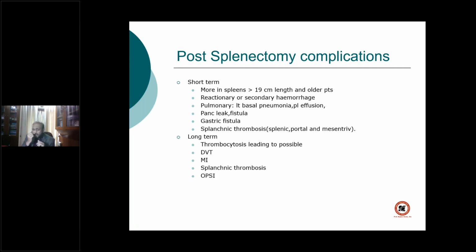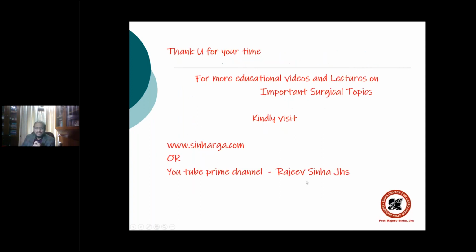Long-term complication, OPSI is the most notorious and most problematic. You can have deep vein thrombosis, you can have thrombocytosis. Why thrombocytosis? Because the spleen was regulating the level of platelets. Now the spleen is gone, the platelets suddenly shoot up. So thrombocytosis, and this may require treatment separately. Or you can have a splenic thrombosis, we just talked about that, and myocardial infarction. These are post-splenectomy complications. I think we finished spleen, and that should be the end of spleen.